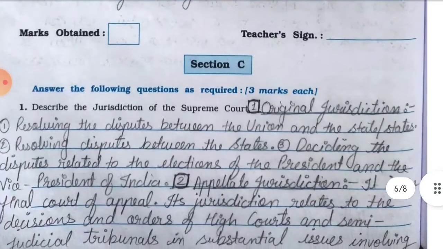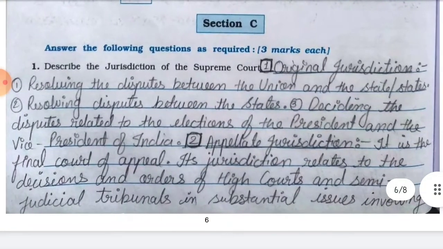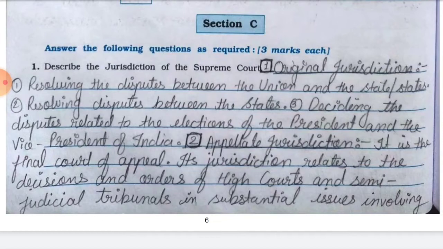Now, section C. Answer the following questions as required. 3 marks each. Number 1. Describe the jurisdiction of the Supreme Court. Point number 1. Original jurisdiction. Number 1. Resolving the disputes between the Union and the states. Number 2. Resolving disputes between the states. Number 3. Deciding the disputes related to the elections of the President and the Vice President of India.